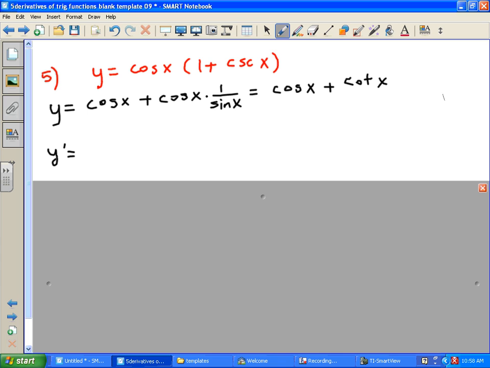Okay, so differentiate the first term, negative sine x, and differentiate the second term. If you remember the derivative of secant, if you know the derivative of tangent, go from there to find the derivative of cotangent. Good, negative cosecant squared x.